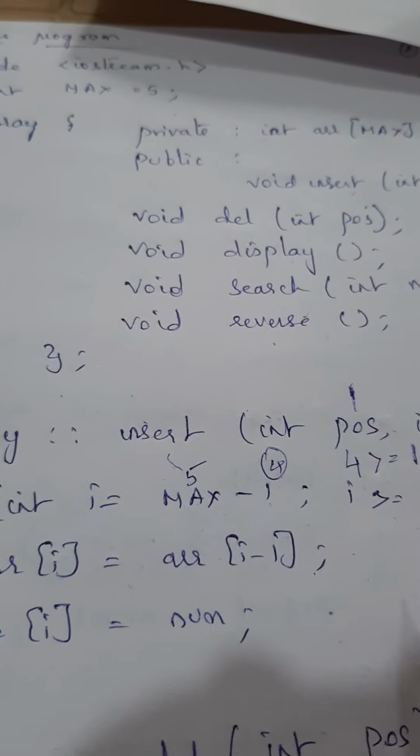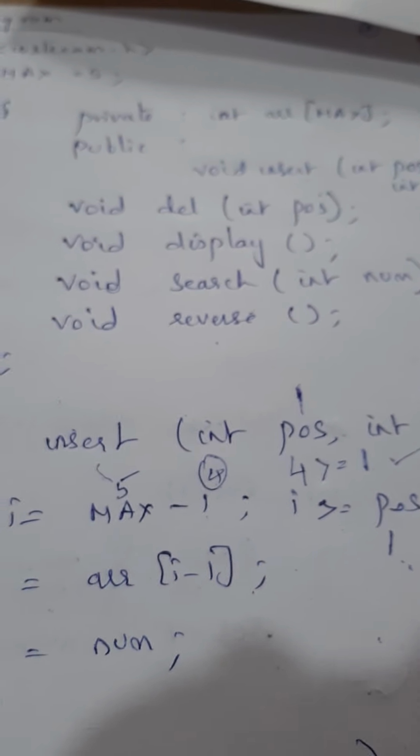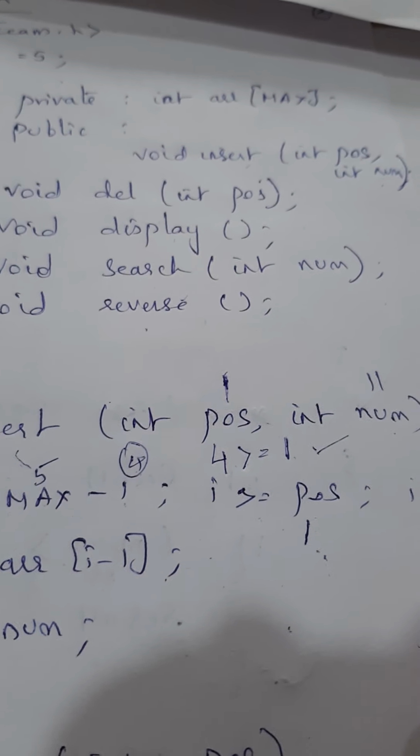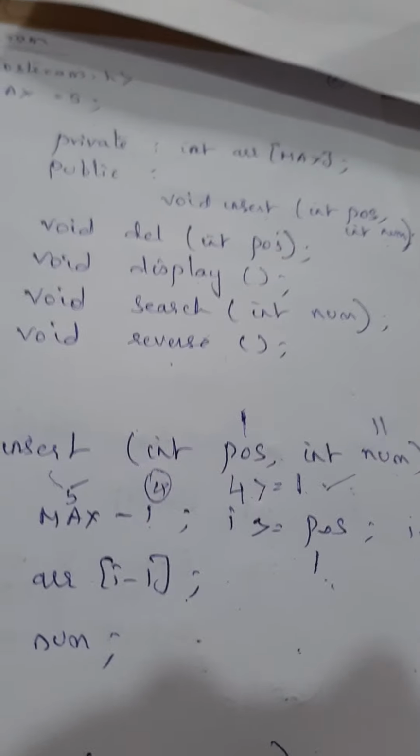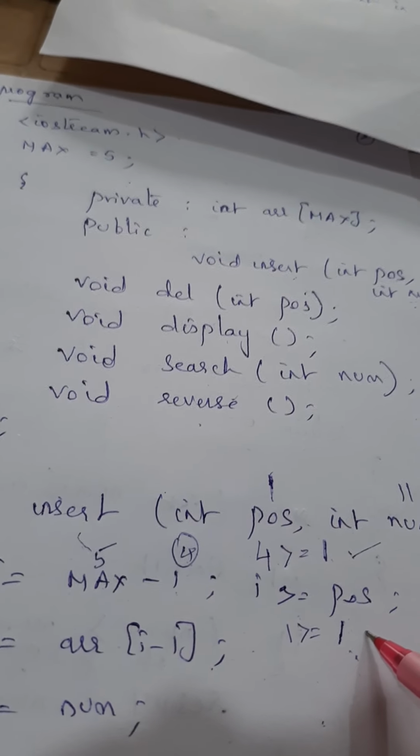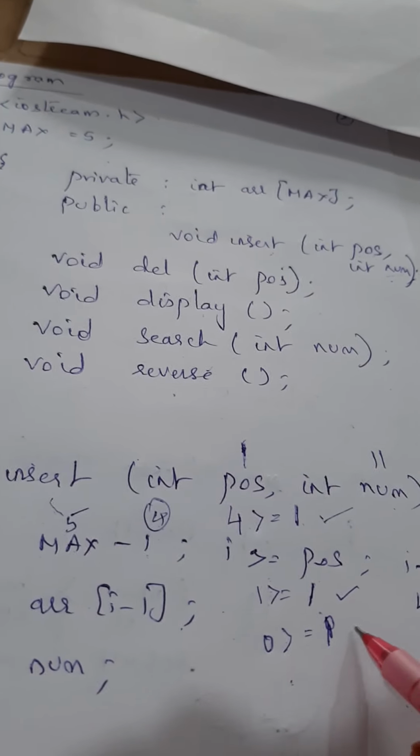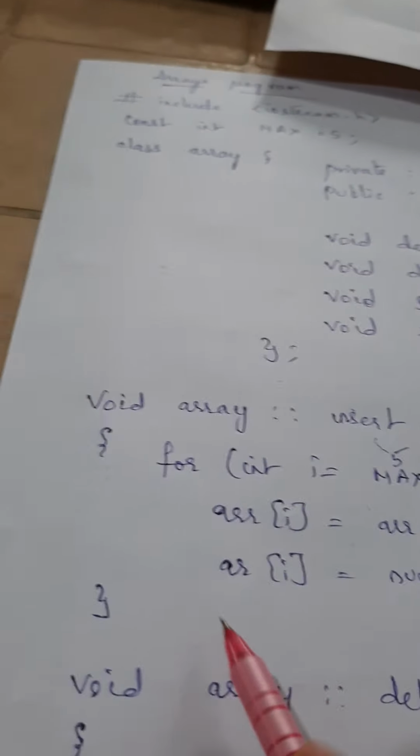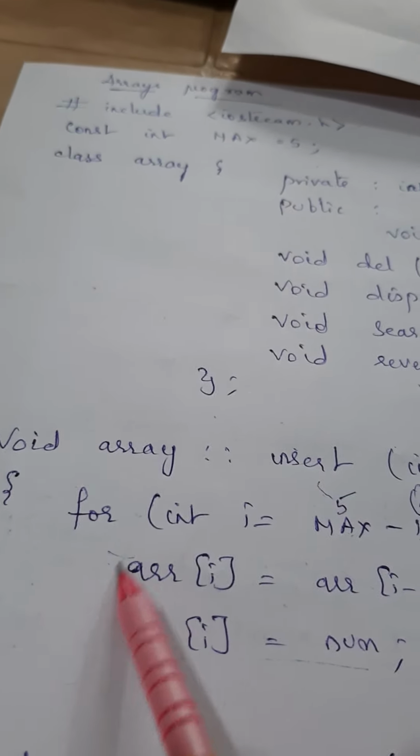So what will happen? In the first iteration, 4 is greater than or equal to 1. In the next iteration, when the I value gets decreased from 4, it will be 3. Next iteration, it will be 2, then 1, then 0. When it comes to 1 greater than or equal to 1, the condition becomes true. But when it comes to 0 greater than or equal to 1, the condition goes false. So immediately when the condition goes false, it will not execute this statement.